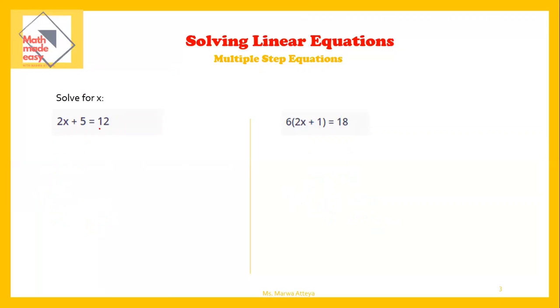2x plus 5 is equal to 12. My main goal, as we agreed before, is to isolate the variable. We want x alone on this side so we can find its value.